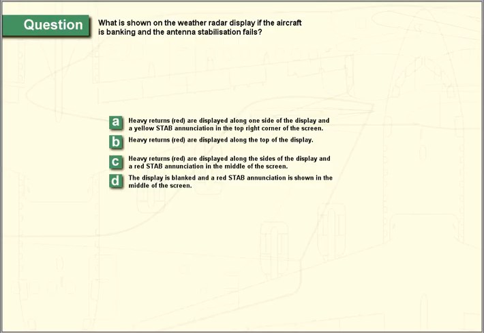What is shown on the weather radar display if the aircraft is banking and the antenna stabilization fails?